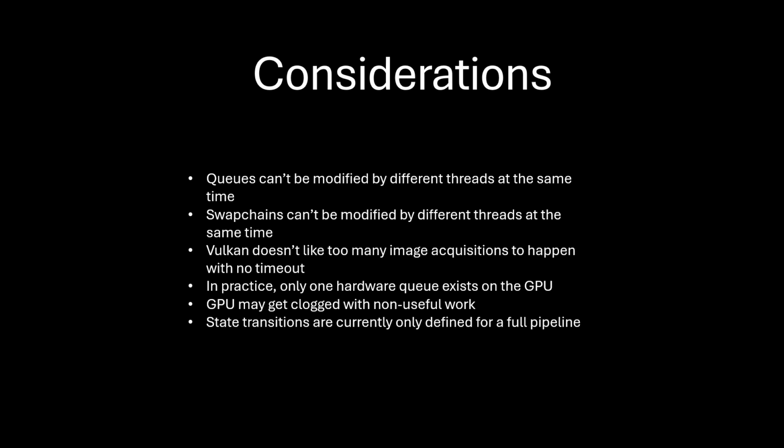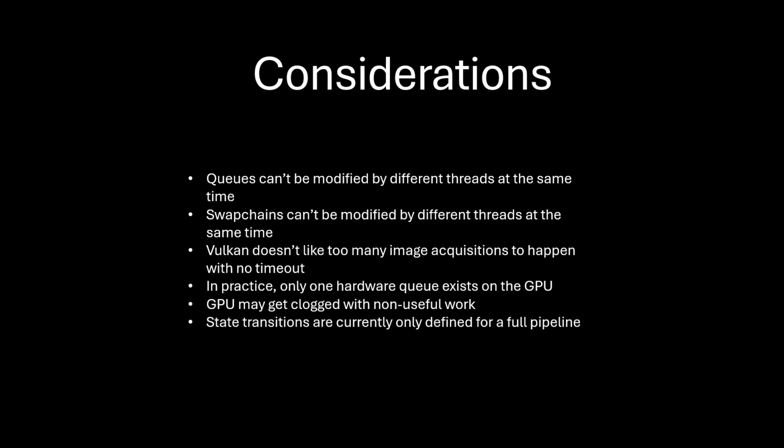Okay, the next one. Vulkan doesn't like too many image acquisitions to happen with no timeout. So when we go acquire next image, there's a timeout option, and usually I've been putting uint64 max, which is a special code for no timeout, but Vulkan doesn't like that. So let's say, for instance, that we've got 3 swap chain images, and we acquire 2 images unconditionally with no timeout. Vulkan's like, yeah, no worries.